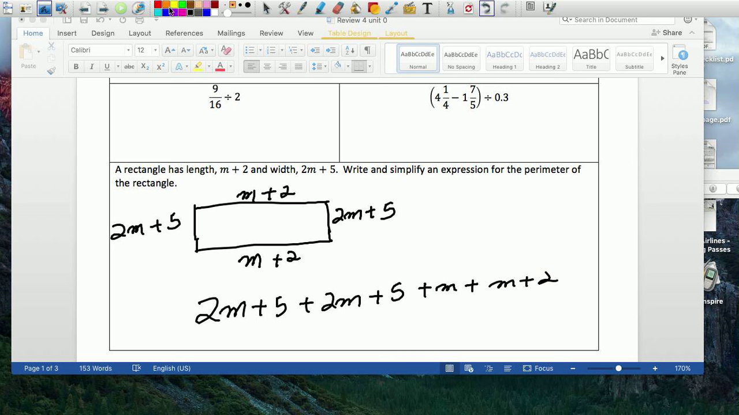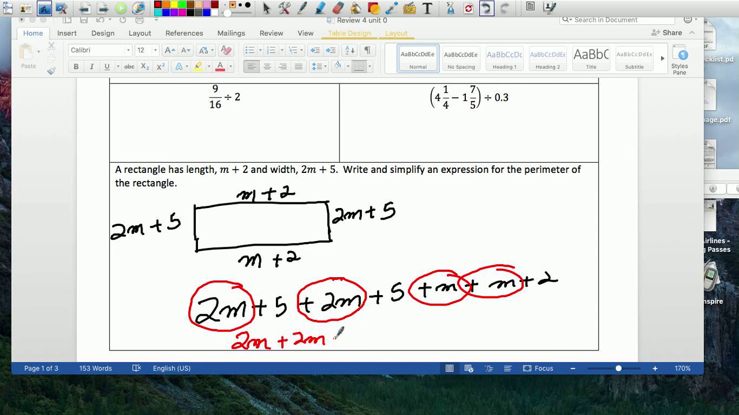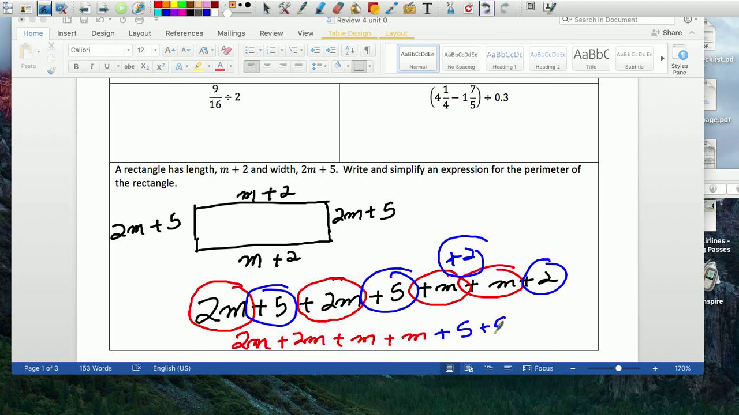So I'm going to change colors here. In red, I'm going to circle all the m terms: 2m plus 2m. Don't forget the sign that precedes it. Plus m and plus m. So if I put these like terms next to each other, again, 2m plus 2m plus m plus m. And change colors. Blue, it's plus 5 plus 5 plus 2, and I forgot a plus 2 over here, right? I forgot one, so my apologies. So I'm going to get 5 plus 5 plus 2 plus 2.